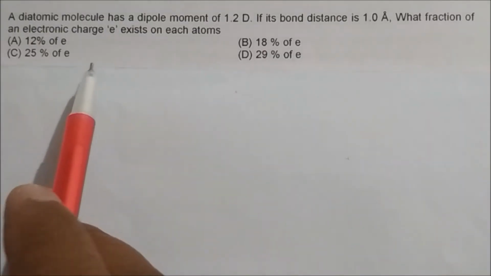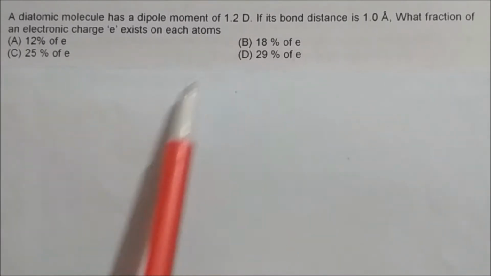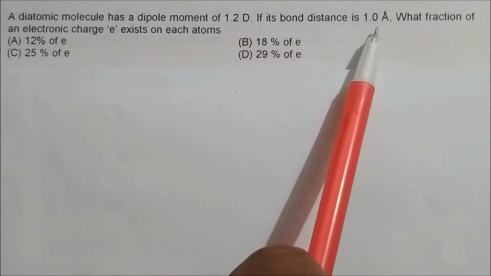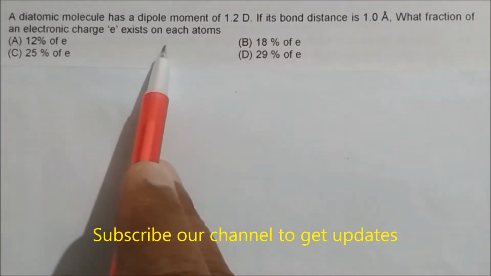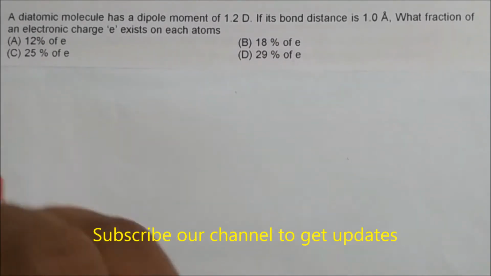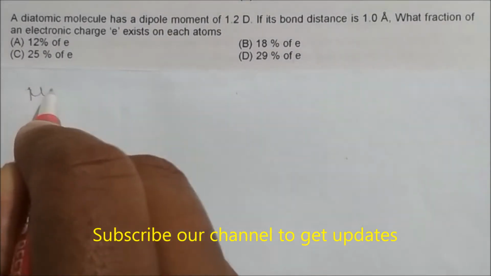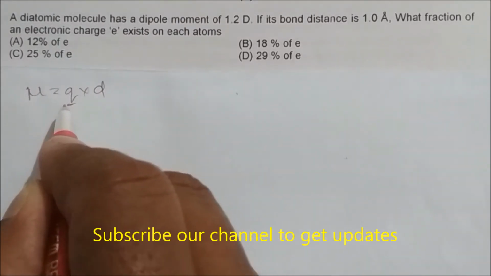A diatomic molecule has a dipole moment of 1.2 D. If its bond distance is 1 angstrom, what fraction of an electronic charge e exists on each atom? They are asking for the distribution of this charge. Now you know the dipole moment is nothing but the charge times the distance. This is the charge present on the atoms.